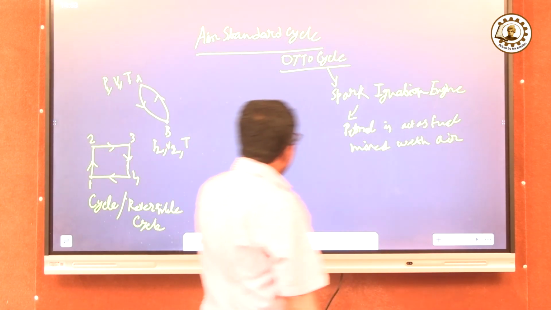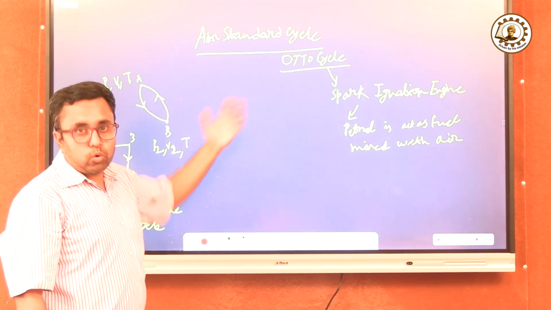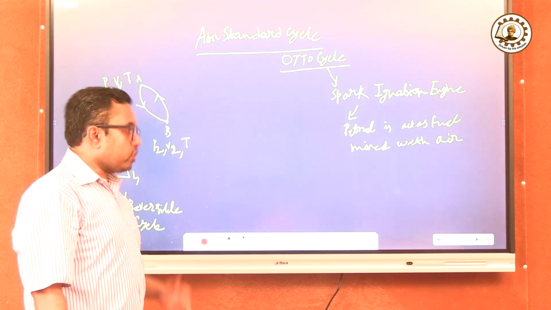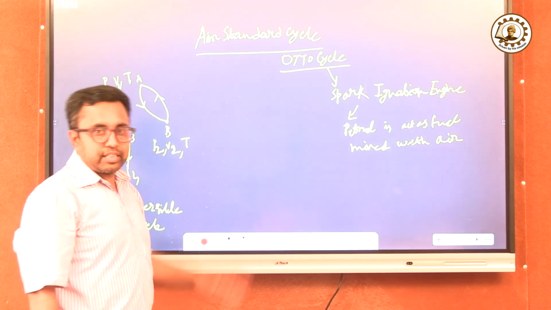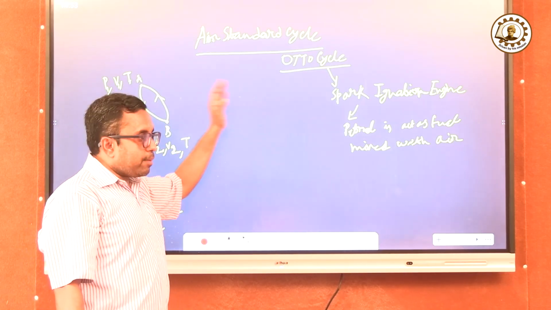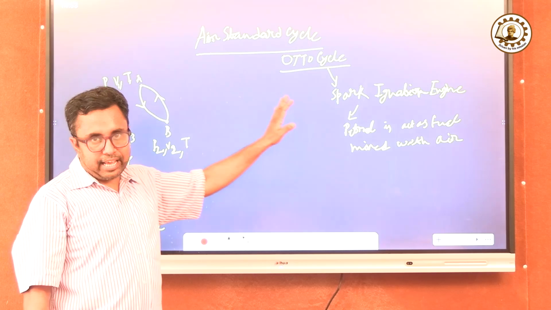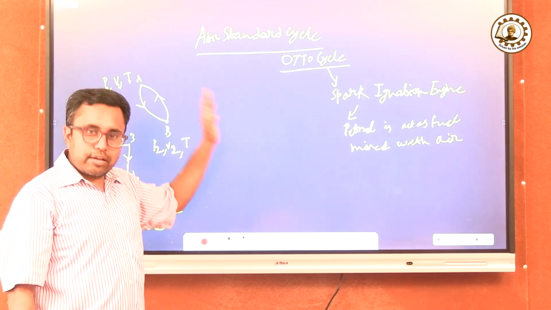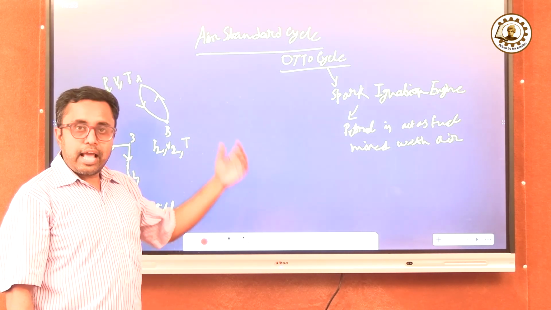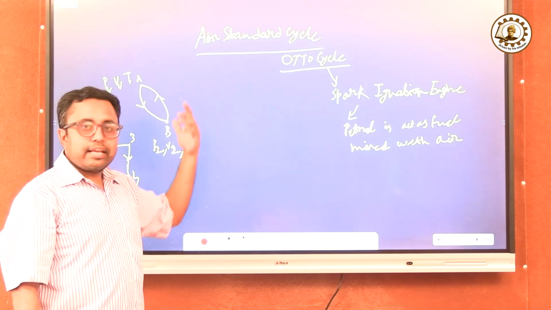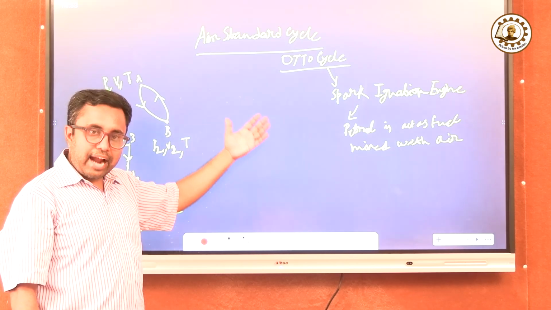Now, how can we discuss the Otto cycle? Before the Otto cycle, we have some assumptions. First, all the phases, that means these 4 phases of the Otto cycle, are reversible. And air acts as the working fluid here.